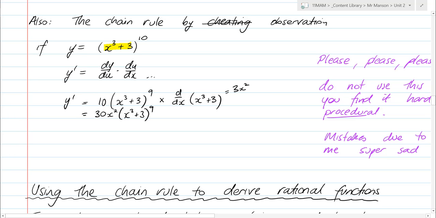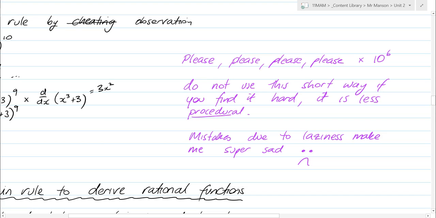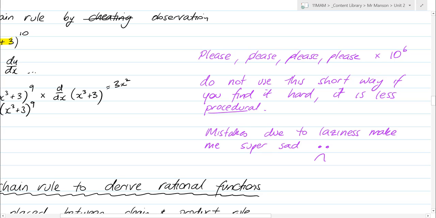So the shortcut is to recognise that dy du is actually just treating it like it's a polynomial, and du dx is the derivative of the inside function. And you're welcome to use that, but you will get some negative feedback from me if you make mistakes using the observation method. Cool? Don't be lazy if it's going to cause you loss of marks. And I've written that here in purple. Please, please, please, please. That's 4 pleases times 1,000,000. Everybody get it? Cool.